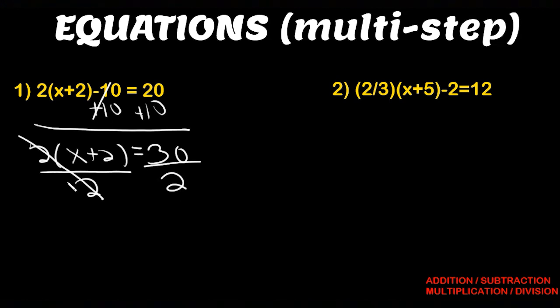Now I'm going to bring down x plus 2, and then I have equal to 30 divided by 2, which is 15. My last step, minus 2. And we pretty much have the answer now, right?